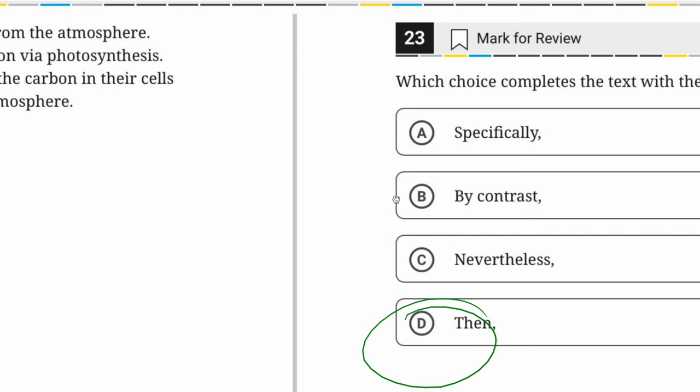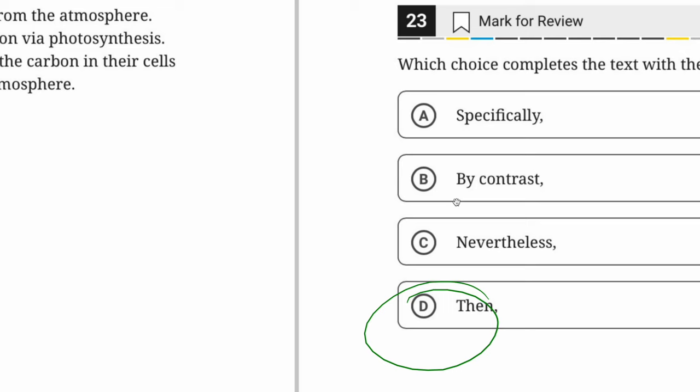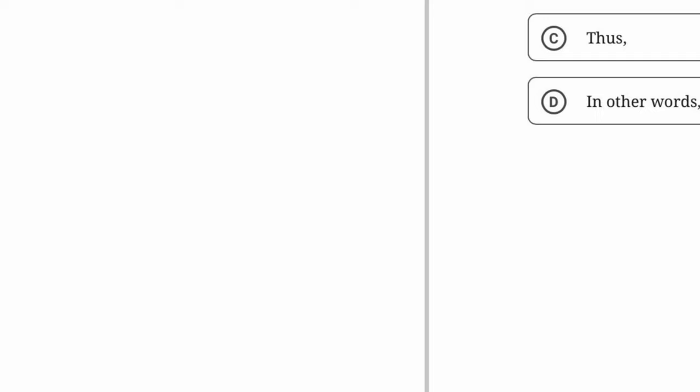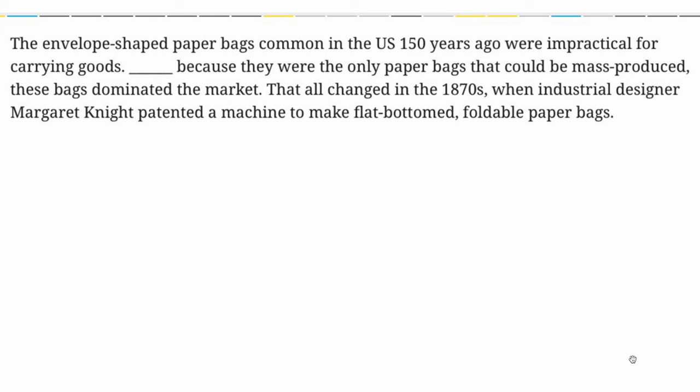So we don't have a contrast, which both B and C indicate in slightly different ways, and then we're not getting more specific, relative to some more general point, which is what "specifically" would indicate. The envelope-shaped paper bags common in the U.S. 150 years ago were impractical for carrying goods. Blank, because they were the only paper bags that could be mass-produced, they dominated the market.